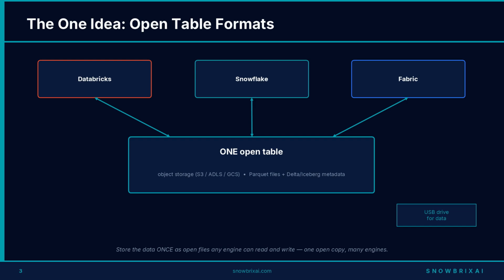Here is the one idea that fixes everything. Store the data once as open files on cloud object storage, Parquet, Delta or Iceberg. Open format means an open specification any engine can read and write, not a vendor's private lockbox. Think of it like a USB drive for data. You write it on one machine, plug it into another and it just opens. No conversion, no export, no permission slip, one open copy on storage. Every engine plugs into the same drive.